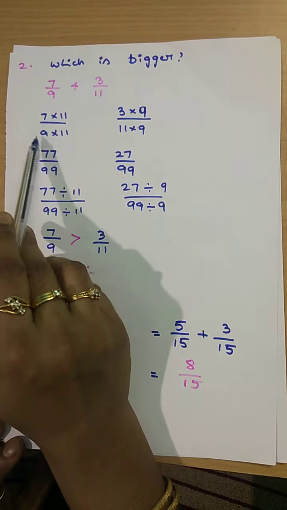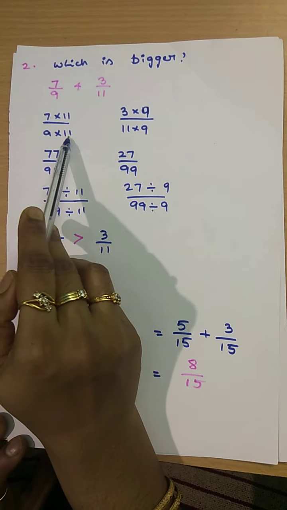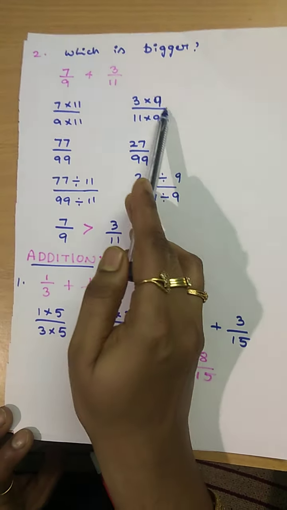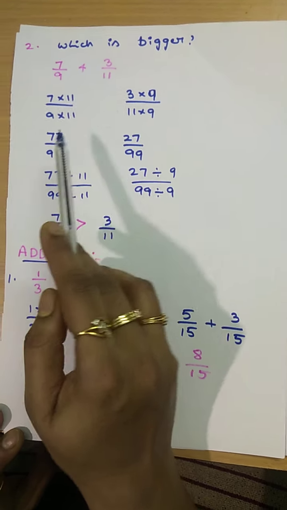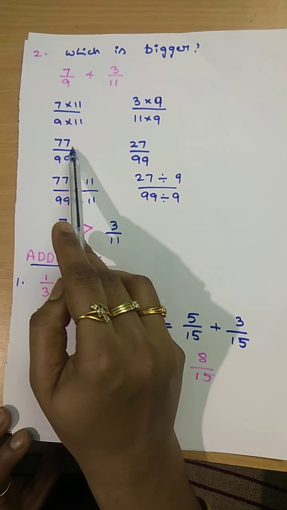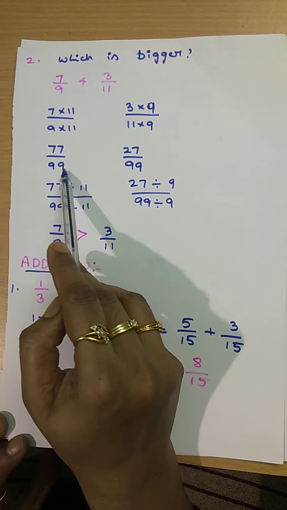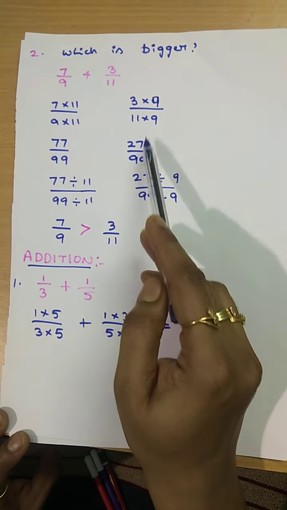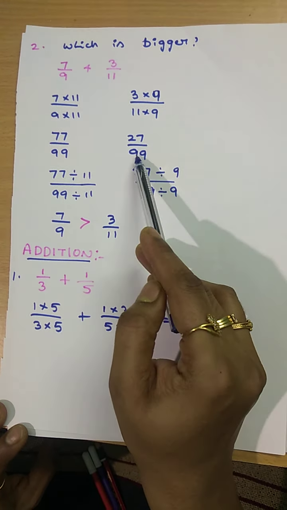Okay, 7 by 9: 7 into 11 divided by 9 into 11. 3 into 9 divided by 11 into 9. 7 into 11 is equal to 77. 9 into 11 equal to 99. 3 into 9 equal to 27. 11 into 9 equal to 99.